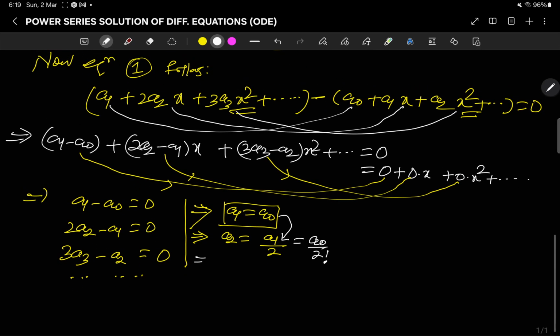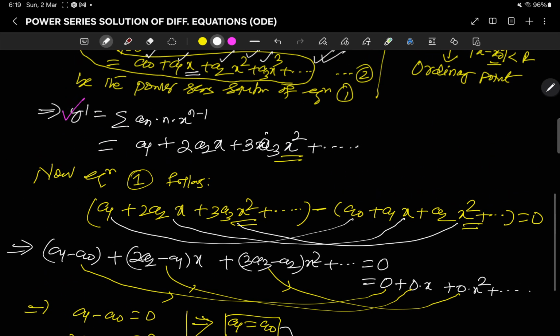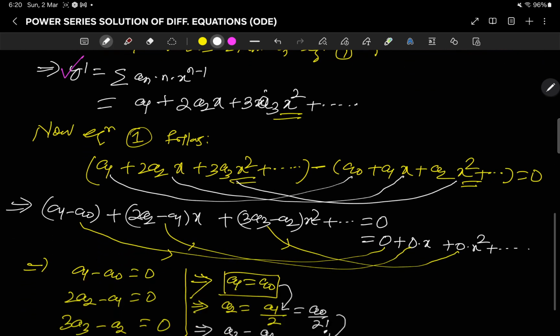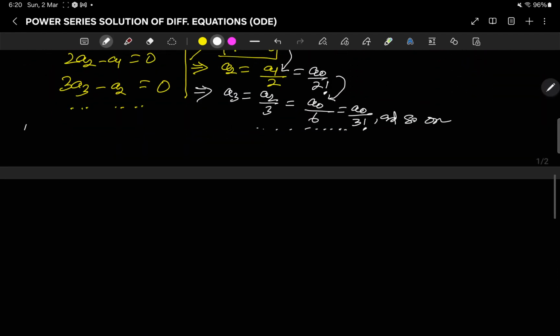And this implies what happens to a3? a3 will be a2 by 3. Now substituting the value of a2, it will be a0 by 3 into 2, meaning 6, meaning I can write a0 by factorial 3 to get a pattern, and so on. Now I substitute all this. Equation 2 is my solution, so I substitute these values in equation 2 to get my final solution. Now equation 2 follows.